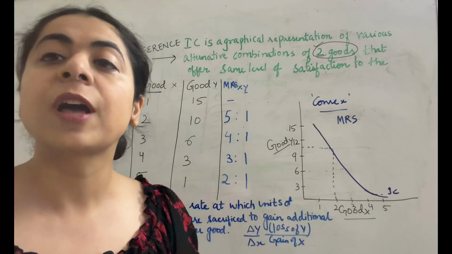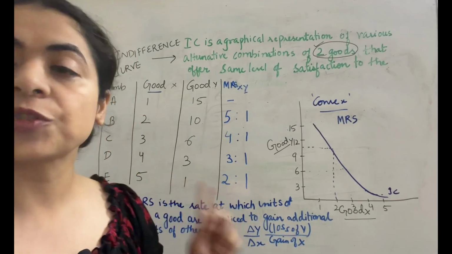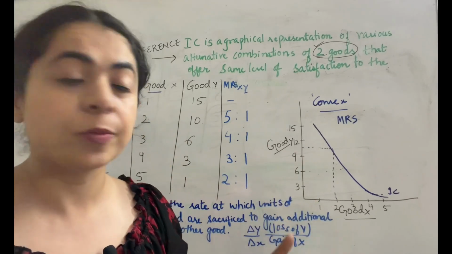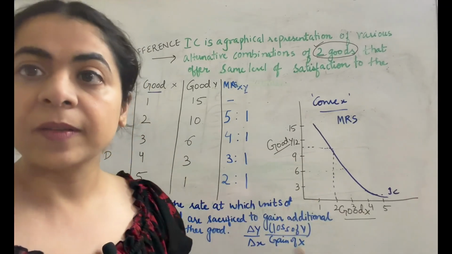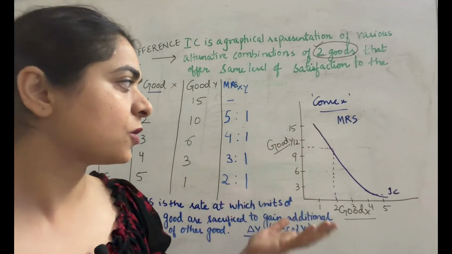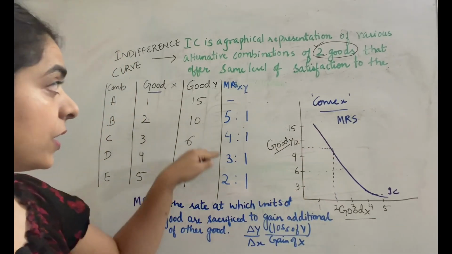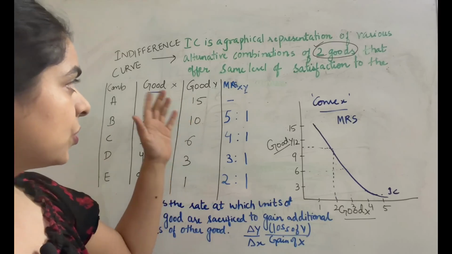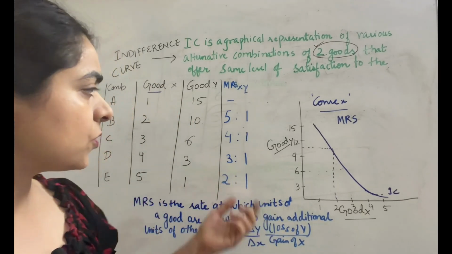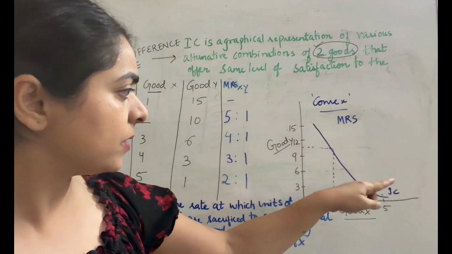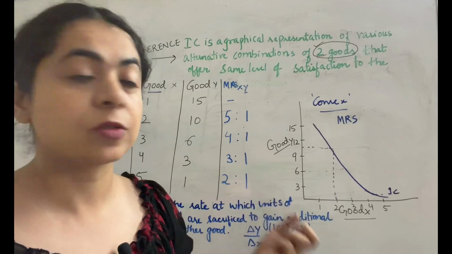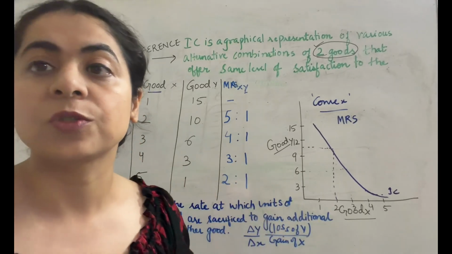In case MRS were increasing, the shape wouldn't be convex; in fact it would be concave. But the realistic shape here is convex. Because the marginal rate of substitution diminishes with each additional unit, the rate at which one good is sacrificed to gain additional units of another good falls. Therefore, we get a convex shaped indifference curve because of the diminishing marginal rate of substitution.